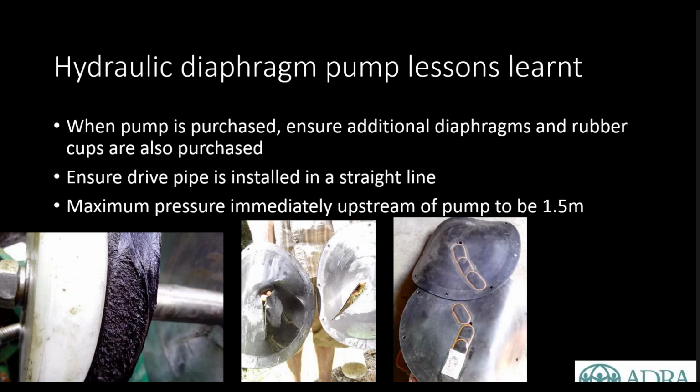Oh, sorry, I said 1.8 metres for the maximum pressure immediately upstream, it's actually 1.5 metres. So the maximum pressure upstream is 1.5 metres, and in our situation, we've got 1.2 metres. We've also relocated the pump slightly so that it's out of the way should there be flooding. It's much more protected compared to the original location.